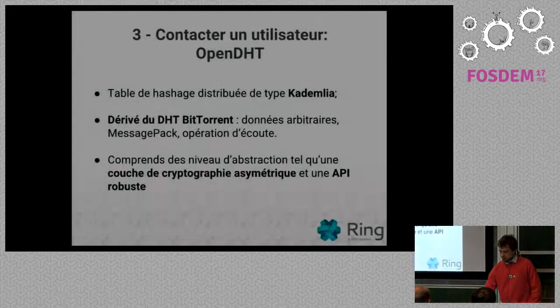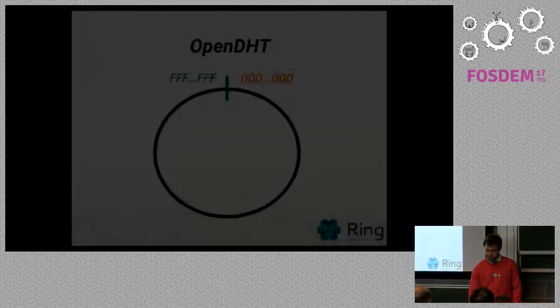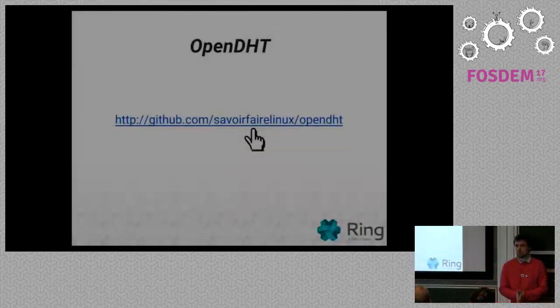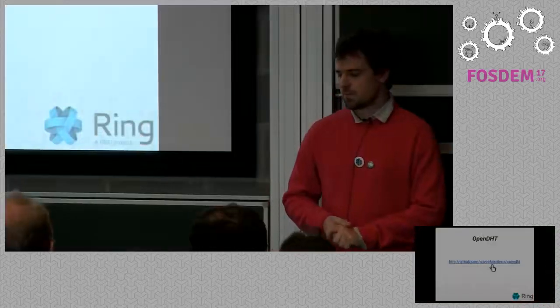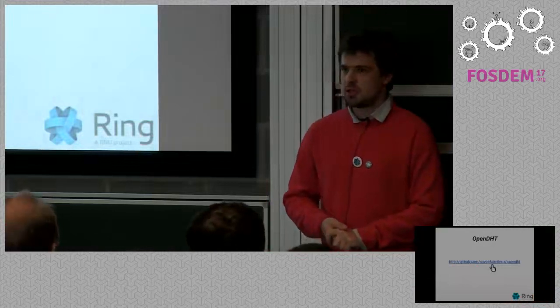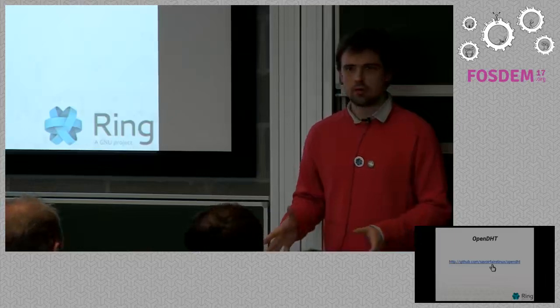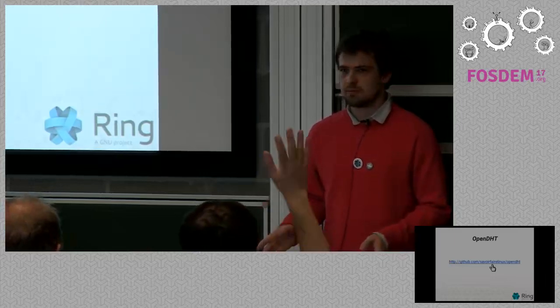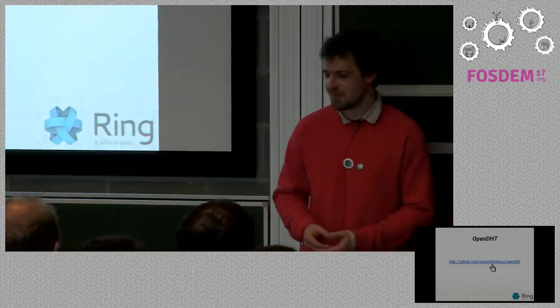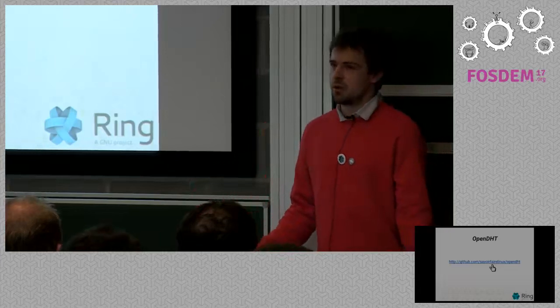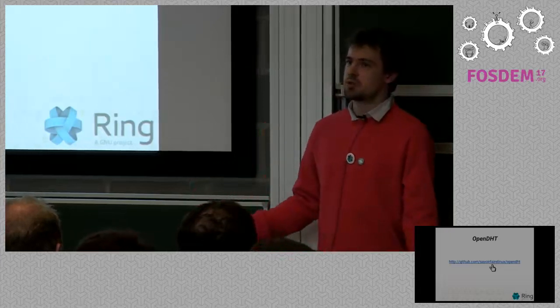So how do people find each other on Ring? They use the OpenDHT network. OpenDHT is a distributed hash table that we created at Savoir-faire Linux to meet the needs of Ring. Who here knows what distributed hash tables are? Oh, okay, good. OpenDHT is an implementation of a distributed hash table that allows you to store not just IP addresses like BitTorrent, but any kind of data.